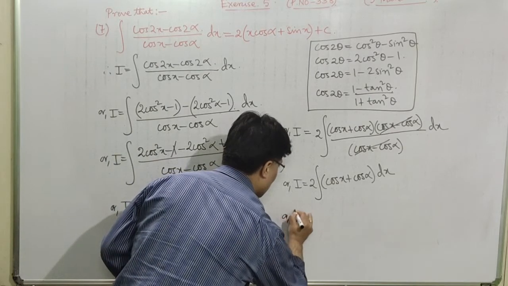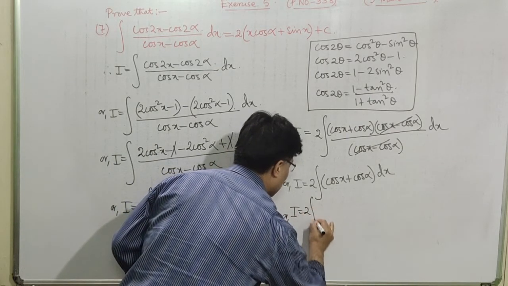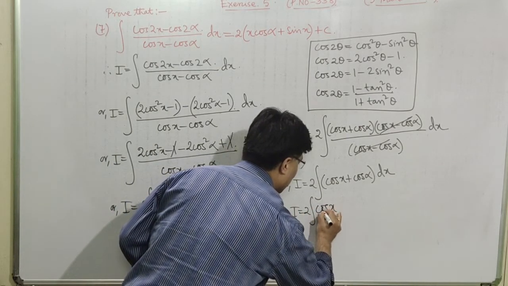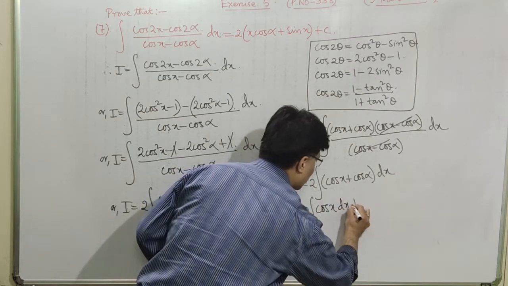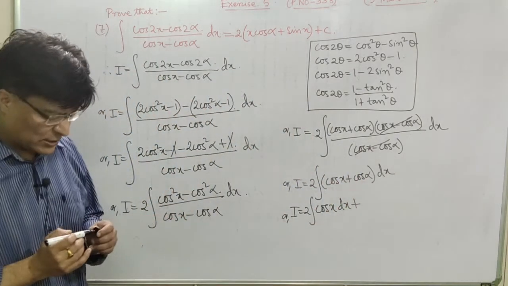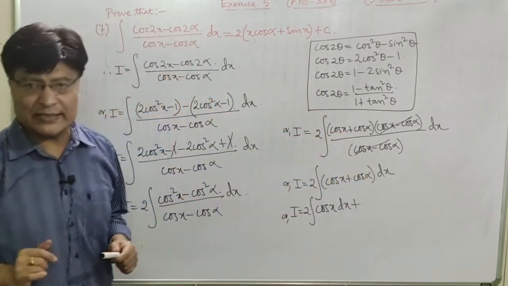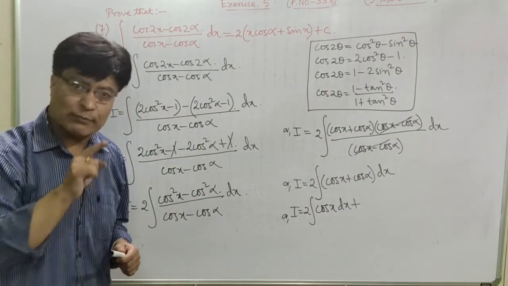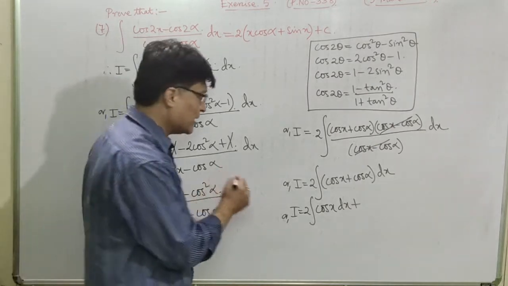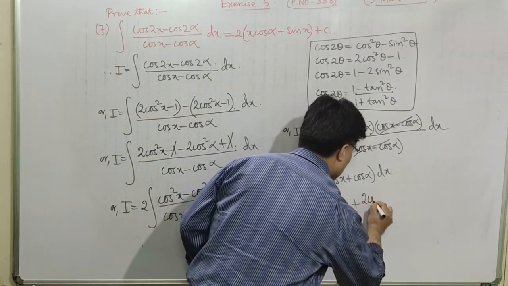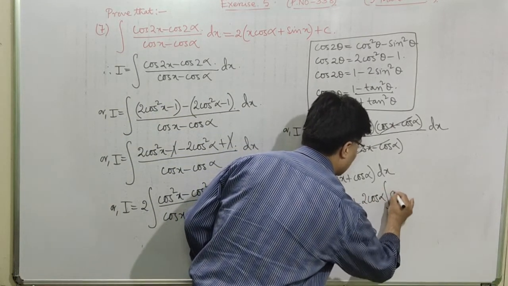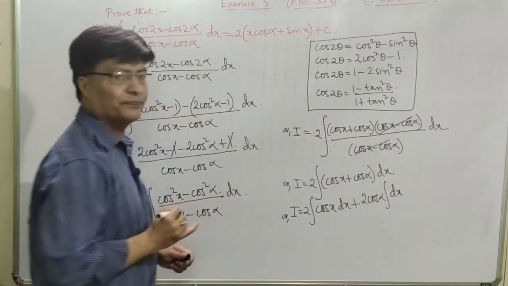So or I is equal to 2 integration of cos x dx plus. Next term, what is the next term? 2 into cos alpha is constant. You cannot integrate it. Cos alpha is constant because it is free from x. So you can take it outside. That is 2 cos alpha integration of dx.